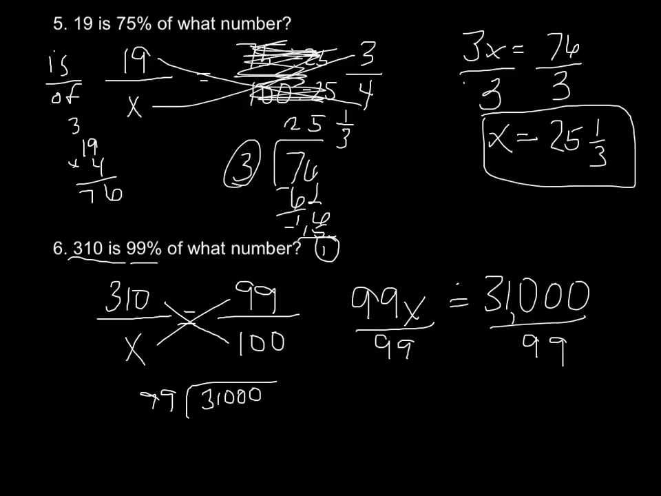99 is going to go into 310. Let's see here. Looks like about 3 times. So I can put a 3 on top. 3 times 99 is 297. Okay, so I'd have to make that a 0. That would be 10. Bring down my 3, make that a 2. 1, bring down my 0. That's going to go in there once. Minus 99.